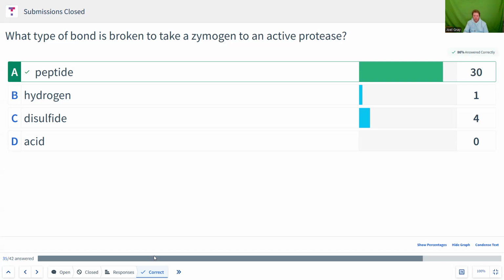Will a hydrogen bond be broken in the process of activating a zymogen? Sure. But hydrogen bonds are made and broken all the time. And this question was asking what type of bond is a singular bond. Think about it almost like a one or two or three, how many of these, to narrow your scope a little bit.